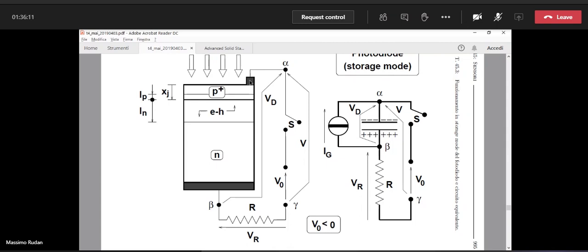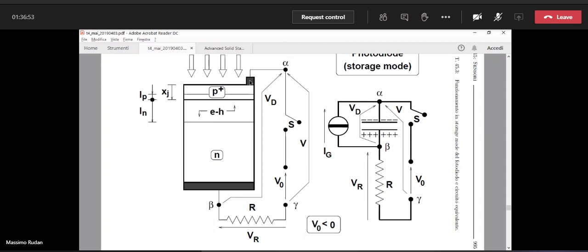To achieve this, we must have that the space charge region must be very large, and this is possible only by doping, by introducing a very asymmetric distribution of doping. So the P region must be heavily doped, and the N region must be lightly doped. Thanks to this, the extension of the space charge region is very large on the N side. So we have a very large space charge region.